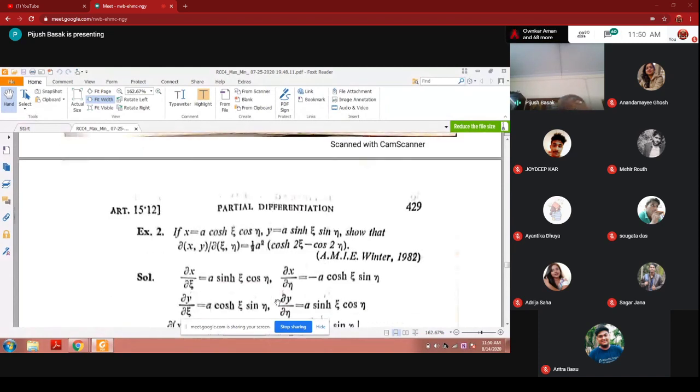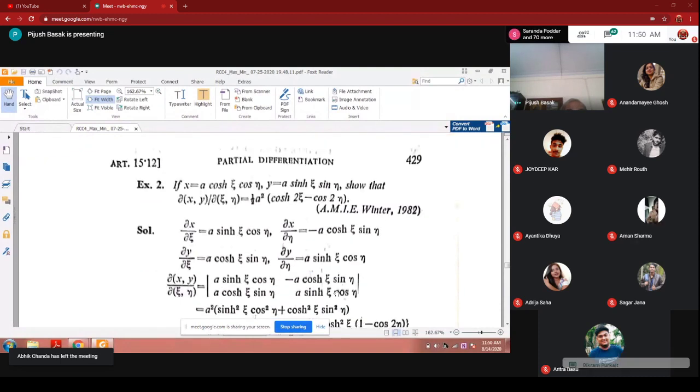This is one problem. I'll show you one or two because I want to start vector calculus. The rest I will put in the material in five more minutes. It is a similar procedure: only differentiating partially, substituting, forming the determinant and multiplying like this. So if x is equal to a cos hyperbolic xi cos eta, y is equal to a sin hyperbolic xi sin eta, find the Jacobian of x, y with respect to xi, eta. Now we find del x del xi is this, and del x del eta is this.